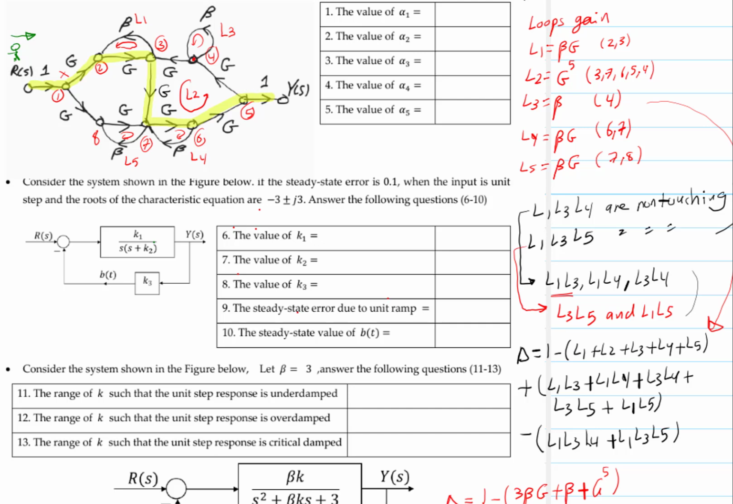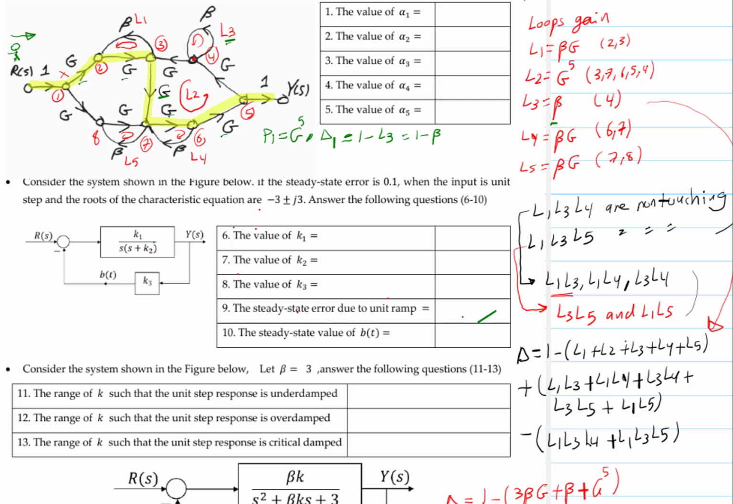So simply here P1, the gain for that will be G multiplied by G multiplied by G multiplied by G multiplied by G, so G to the power 5. And this path touches everything except L3, so the cofactor for that will equal delta, such that all the loops except L3 equal 0, so I will end up with 1 minus L3. So L3 is equal to beta, so this will be 1 minus beta.